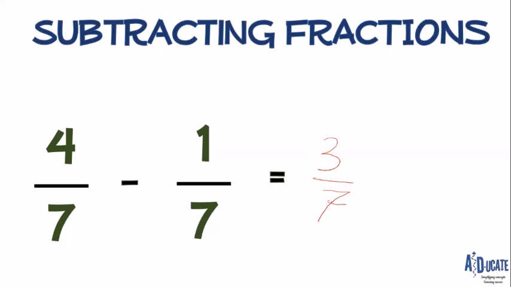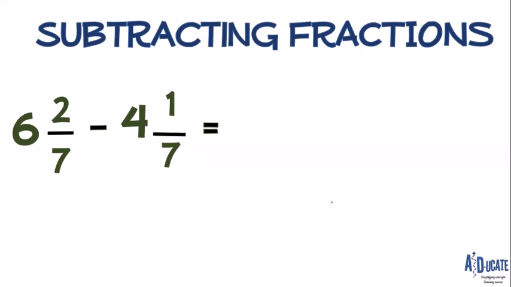Next, if it's mixed fractions, go ahead and work with the whole numbers first. Denominators are the same, so this should be nice. 6 take away 4. That is 2. And then 2 over 7 take away 1 over 7. That is 1 over 7. Great, so that's not too bad.